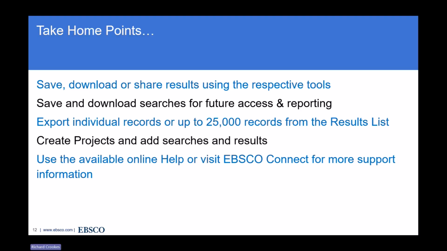So again, you can download the search history from the new advanced results list page, with the search history that you can view and edit, etc. And you can also save the search itself from the results page. You can also export individual records or up to 25,000 records from the result list. So you can do the exporting from the result list or the direct export from various other pages, within the save folder, the projects folder as well. And you can create projects, of course, and add searches and results to them.